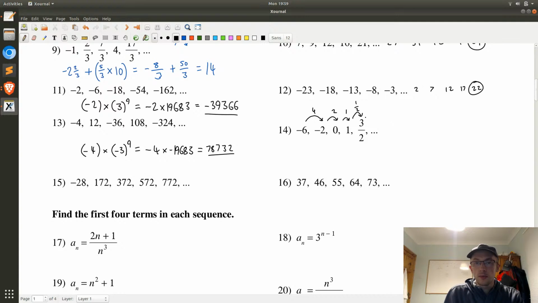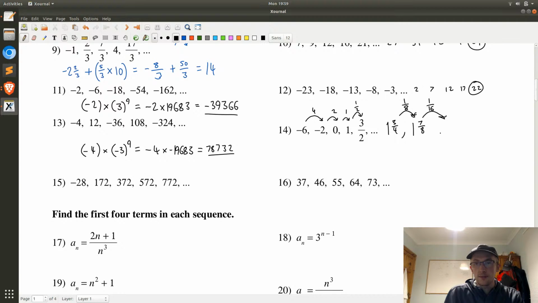3 over 2, add a quarter. So that's like 1.5 add 0.25. So 1.75 or 1 3/4 if you like. Next, we have to add an eighth. What's 3/4 add an eighth? Well, that would be 6/8 add 1/8. So 1 7/8. So that's fine.